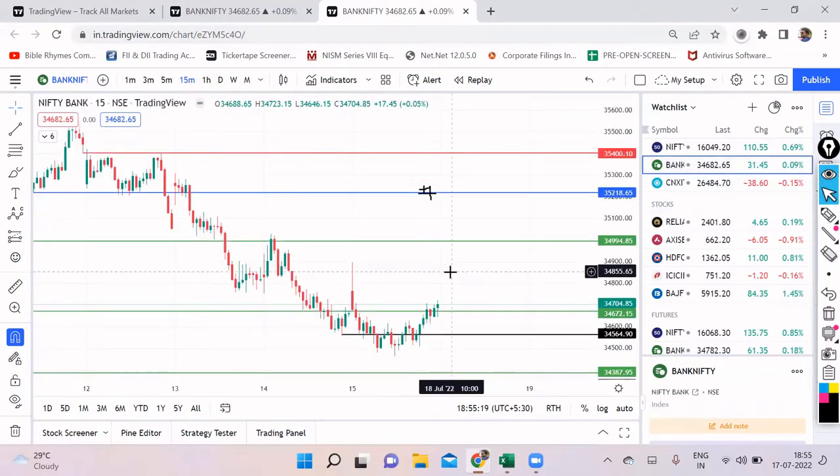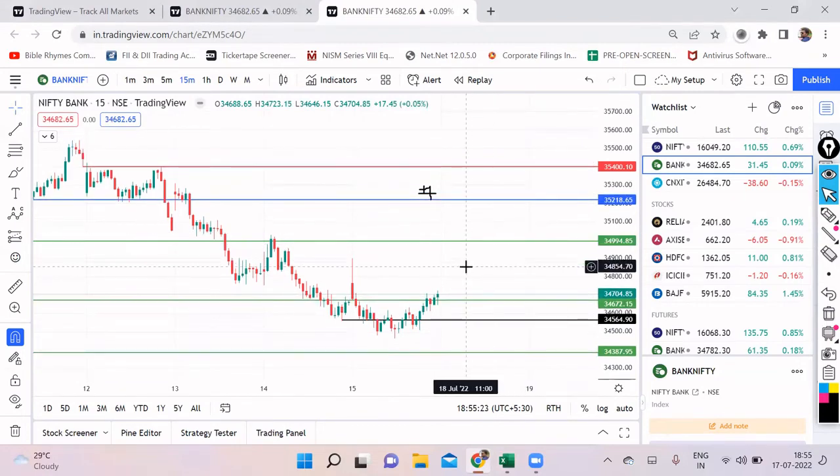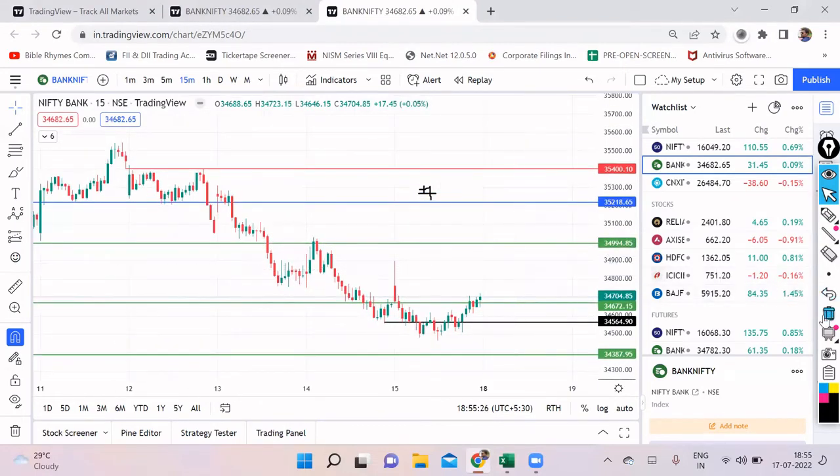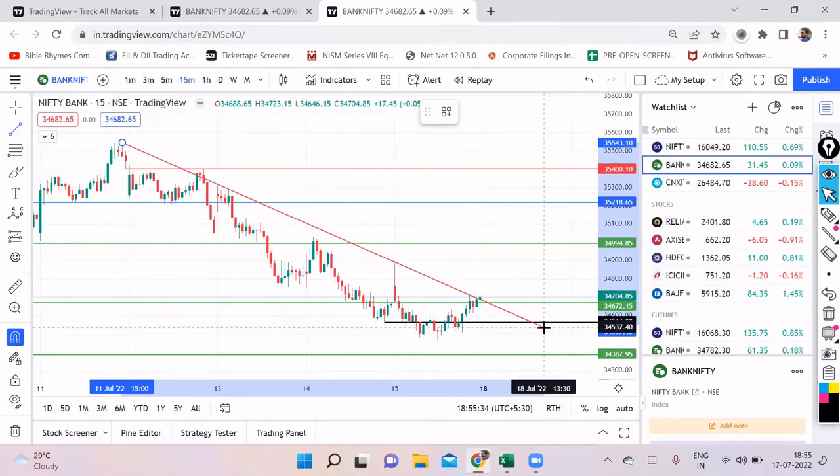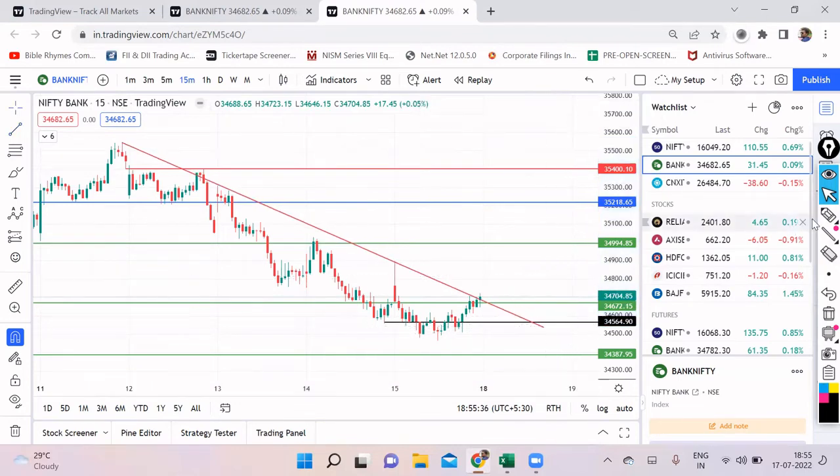So these are the levels for Bank Nifty, and Bank Nifty is basically following a trend line. Let me put that trend line here. So you mark this and you adjust this. Okay, so this is the trend line. So 1, 2, 3, again an attempt 4. This time it has managed to close here.